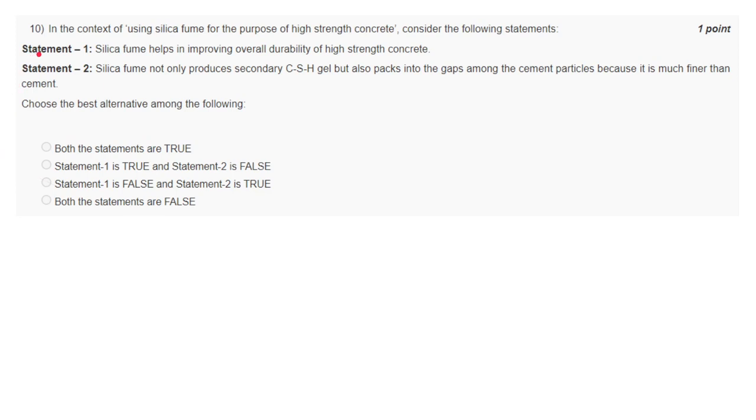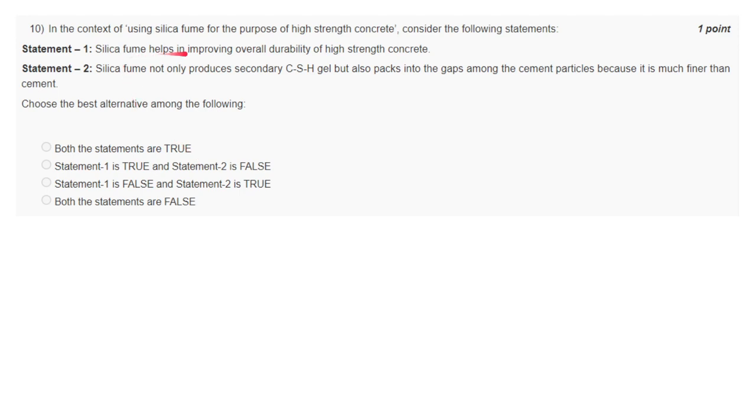Okay, now the last question, 10th question. In the context of using silica fume for the purpose of high strength concrete, consider the following statements. Statement 1, silica fume helps in improving overall durability of high strength concrete. Statement 2, silica fume not only produces secondary CSH gel but also packs into the gaps among the cement particles because it is much finer than cement. Choose the best alternative among the following. Both the statements are true. One is true, two is false. One is false, two is true. Both the statements are false.